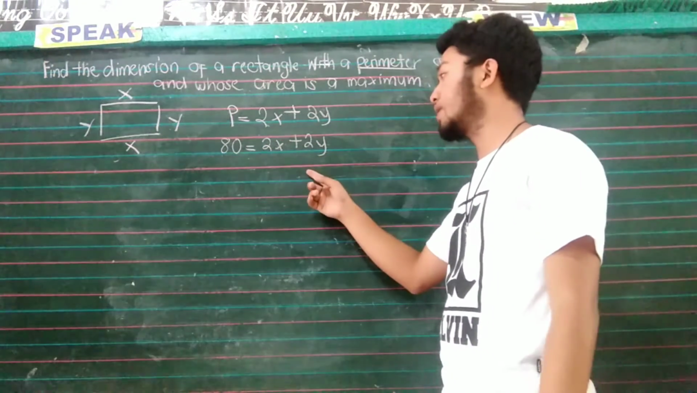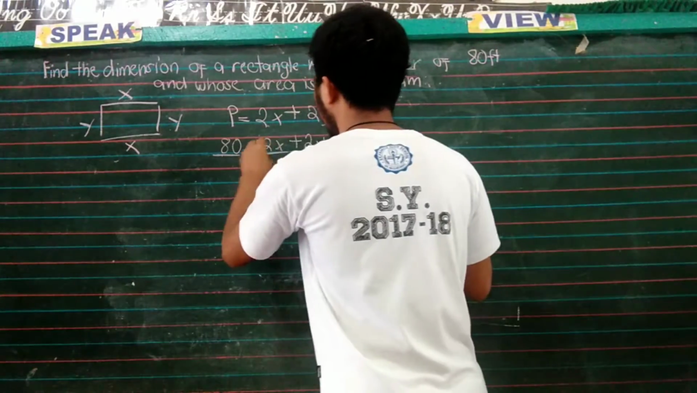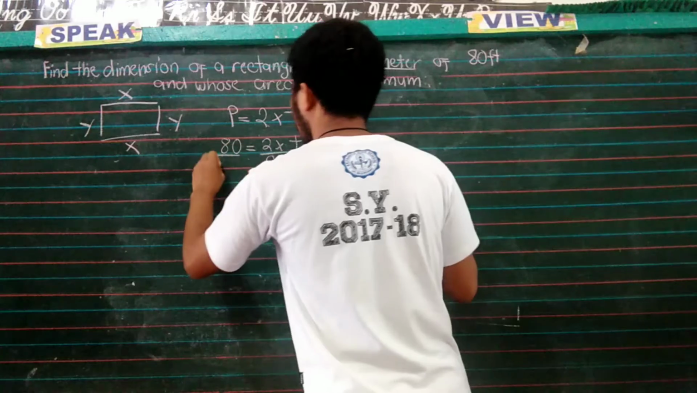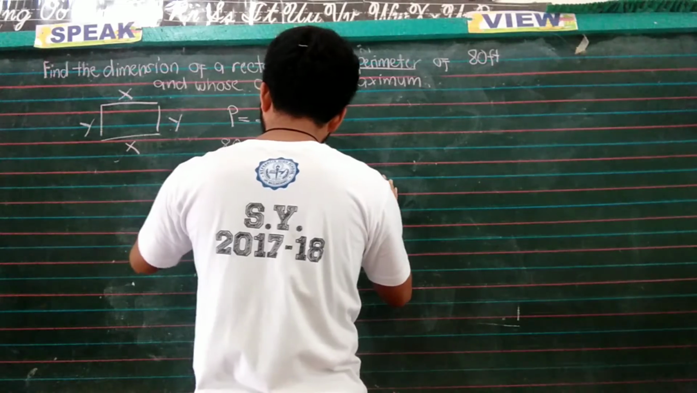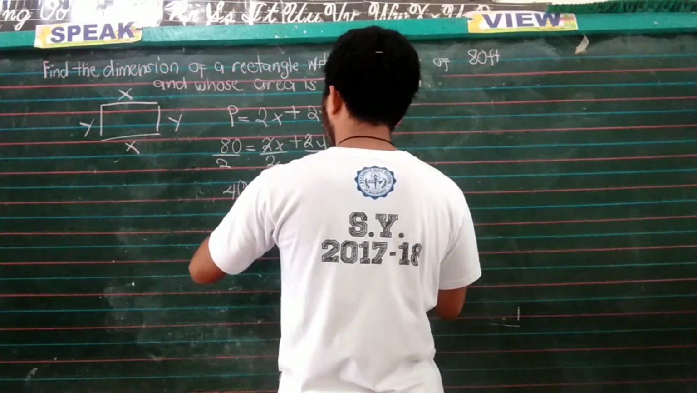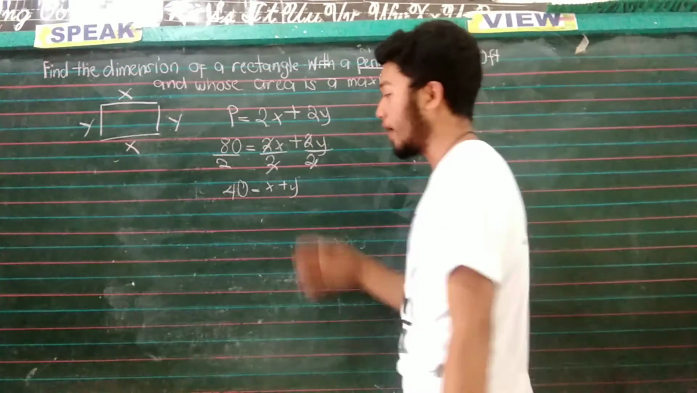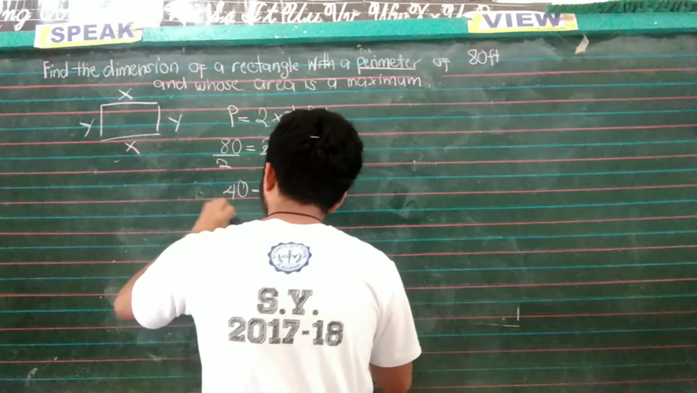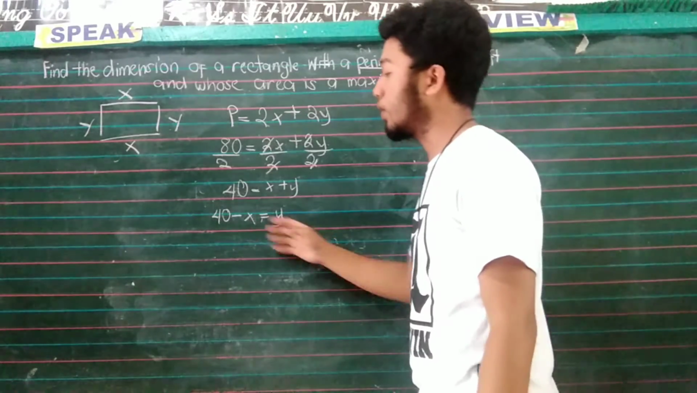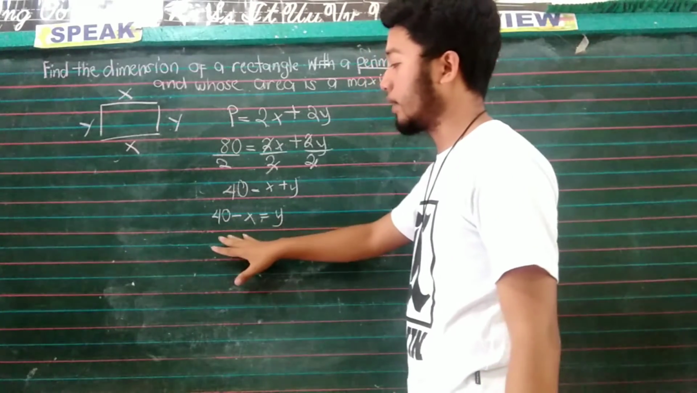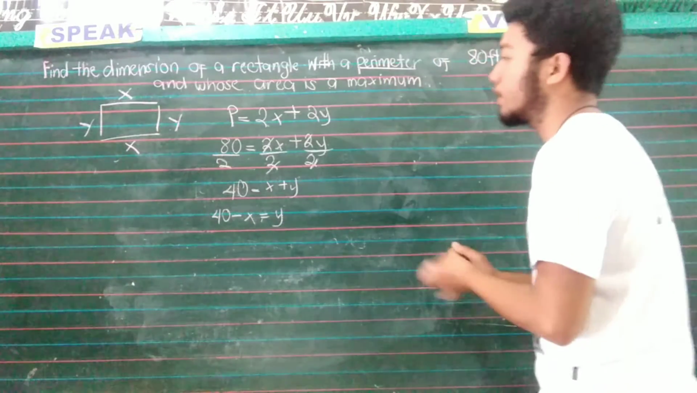Notice here that all numbers are even, so it means we can reduce it. We can divide this by 2. So it will become 40 is equal to x plus y. To solve for y, we have 40 minus x is equal to y. So this is now the value for y. We can leave this answer here because we're going to use this later on. So we're going to proceed to the next equation.